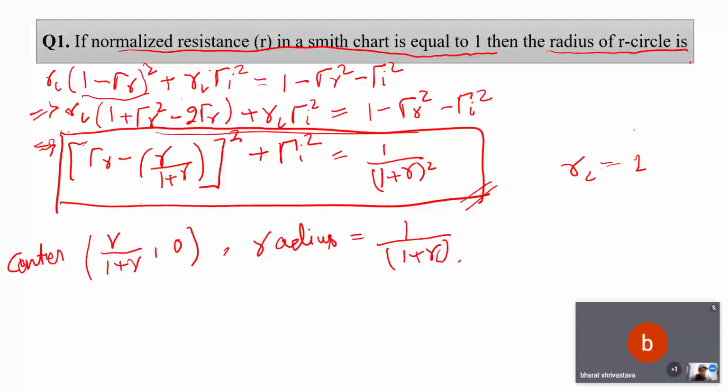Here you can directly put the value of RL, which is 1. So the radius is defined as 1 over 1 plus 1, which is equal to 0.5. This will be the radius of the resistance circle. Any doubt?